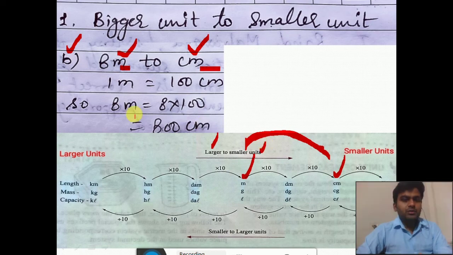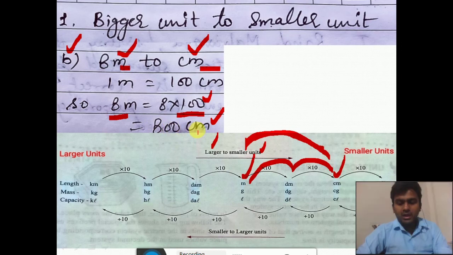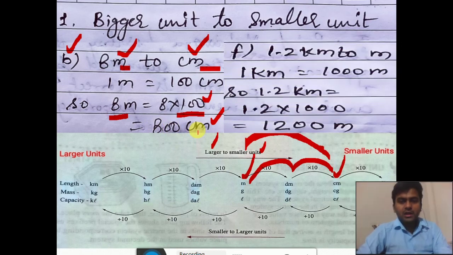So we have to multiply. And by which number do we have to multiply? We have to multiply by the number of jumps. So how many jumps? 1, 2. So multiply by 100. We are given 8 meters, so multiply 100 into 8. So it will change into centimeter. So 8 meter is equal to 800 centimeter.